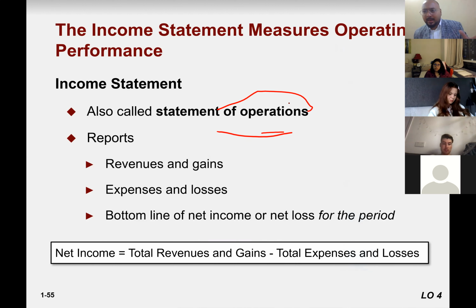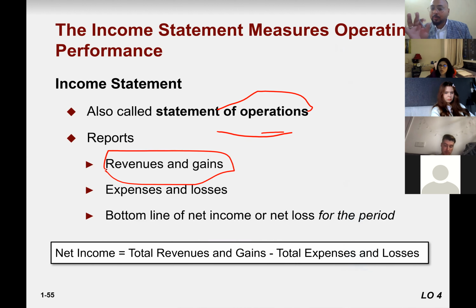So if I sell my laptop, is it my core business operation? No, because I'm making only suiting, right? Clothing. So business operations are your normal buying and selling. That's why the other name of income statement is statement of operations. It reports revenues and gains. Revenues are the core product you are selling.